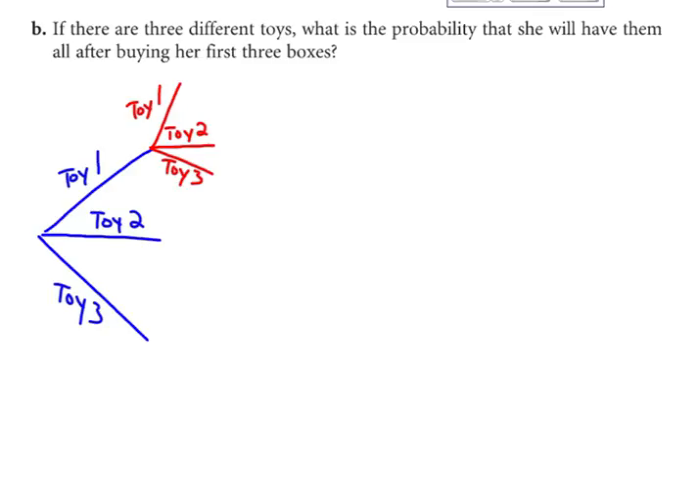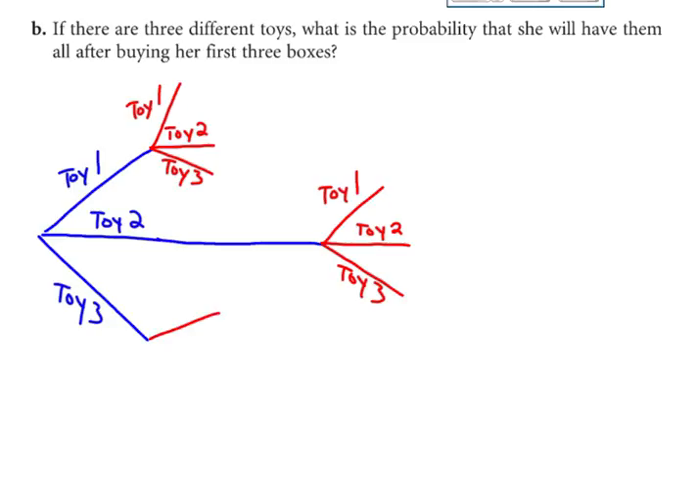So I'm going to extend this to just make my tree diagram a little bit cleaner. She could get toy 1, toy 2, or toy 3. And then down here, she could get toy 1, toy 2, or toy 3. So we've taken care of the first 2 boxes of cereal.